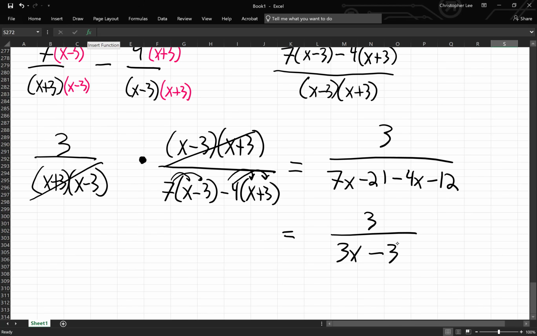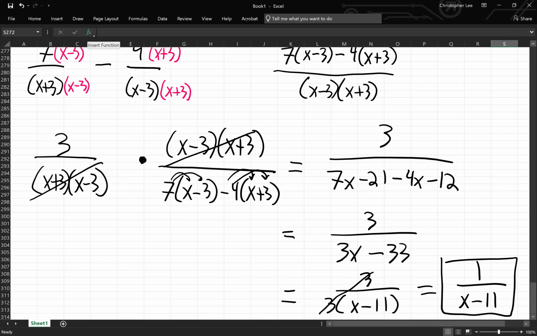33. That sounds good. Greatest common factor on the bottom, right? Let's factor out a 3, leaving us with x minus 11. Cross those out. Final answer: 1 over x minus 11.